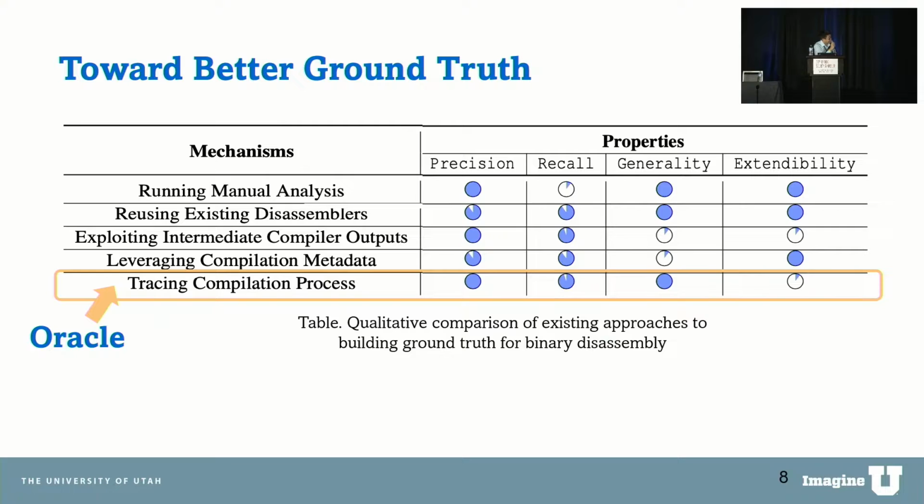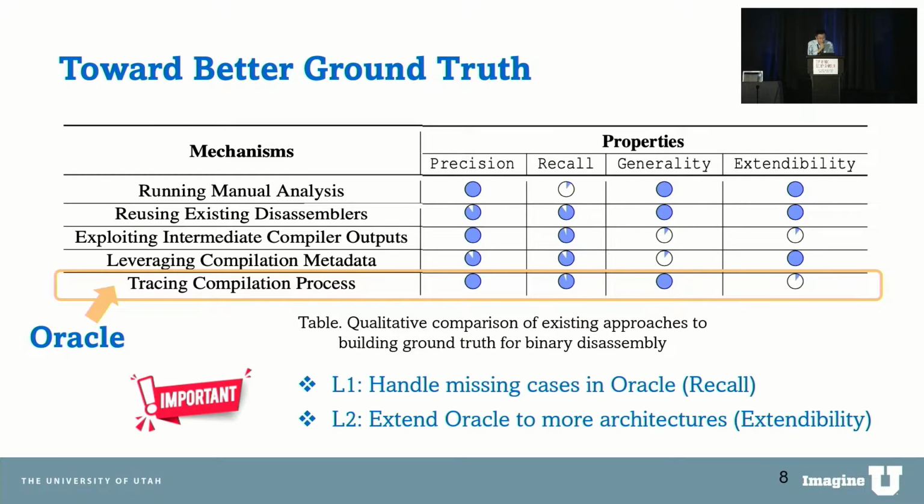We can see from this table, Oracle has very good performance on precision and recall. So we decided to improve Oracle from the other two aspects. So we will first handle the missing cases in Oracle to improve the recall, and also we will extend Oracle to support more architectures.